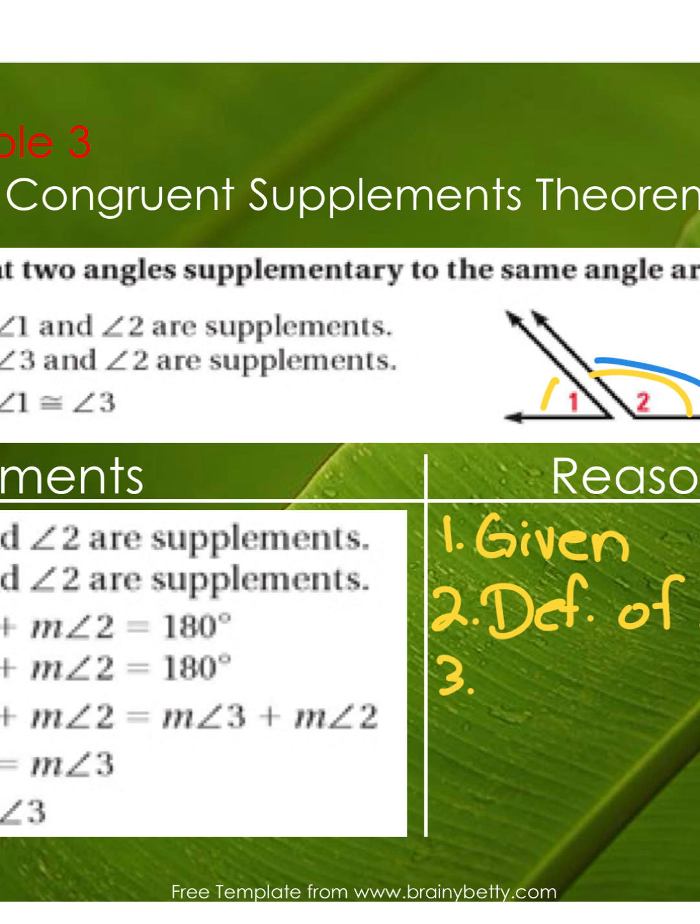Now for step 3, they're telling us that the measure of angle 1 plus the measure of angle 2 equals the measure of angle 3 plus the measure of angle 2. So you can see, guys, 180 equals 180. So all it did was substitute those in.